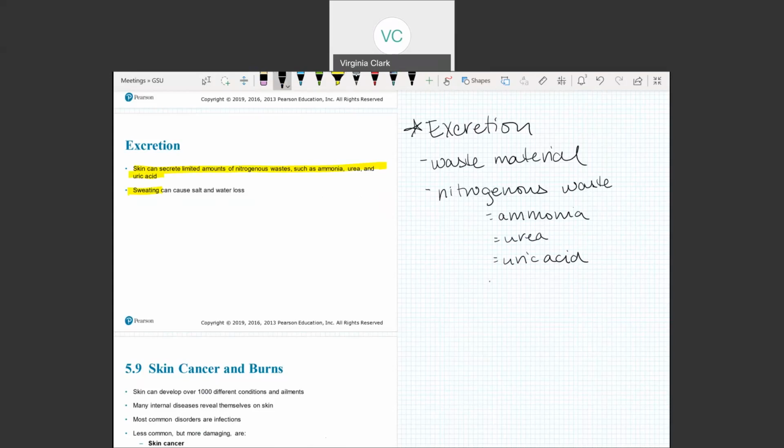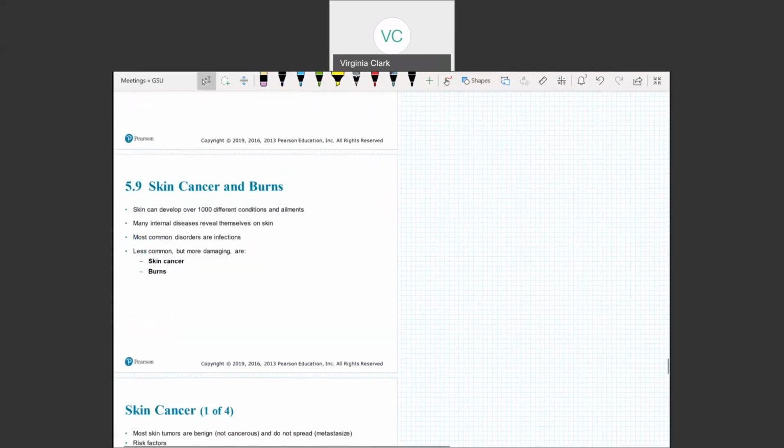Okay, so that was the overall functions of skin. The last thing we're going to talk about is what happens when our skin goes wrong. So we're going to start with this section, and we're going to go through both skin cancer and burns. So two ways that things can go wrong within your skin in your integumentary system.